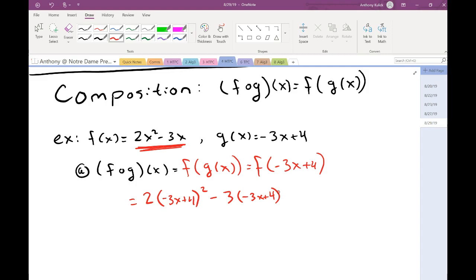The last thing I have left to do here is to simplify. Is there any simplifying I can do here? Definitely is, right? There's a lot of stuff I can do here, in fact.